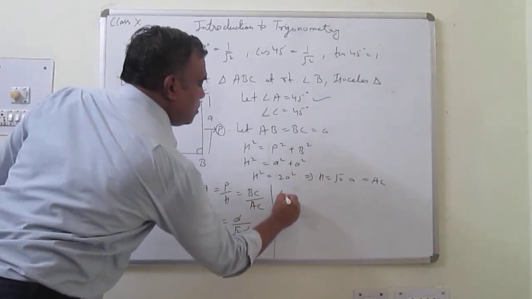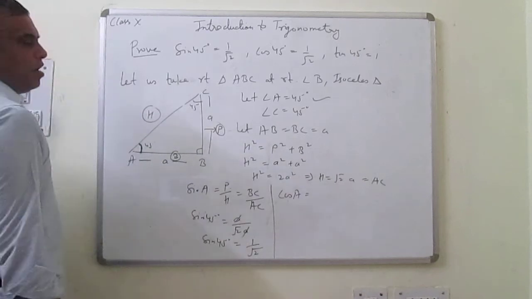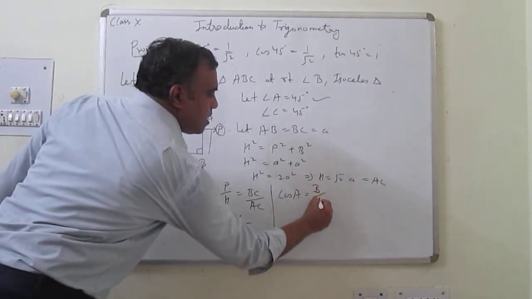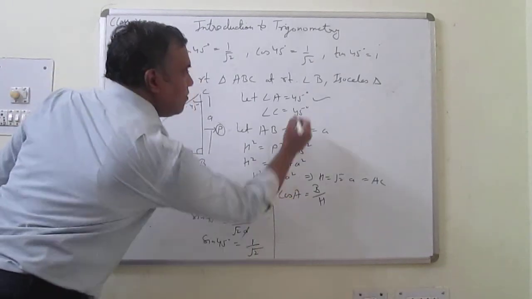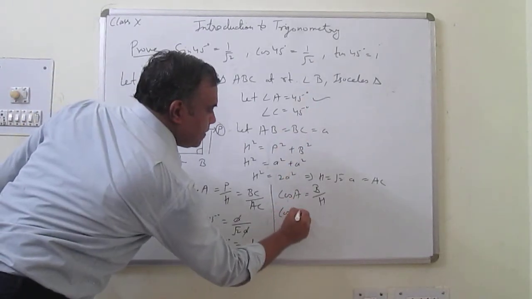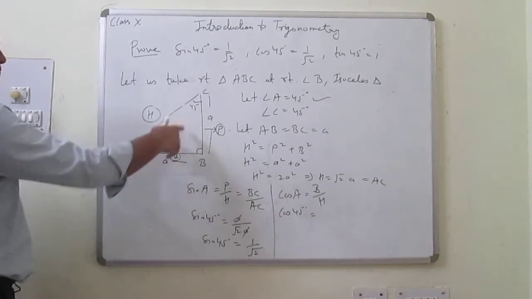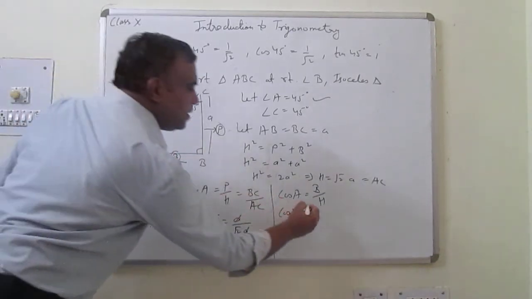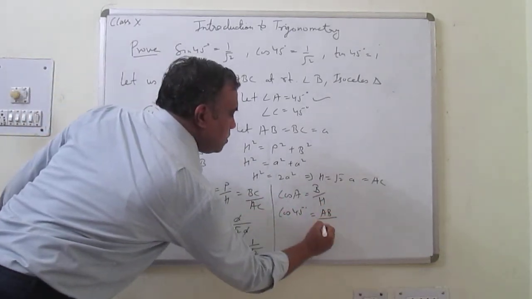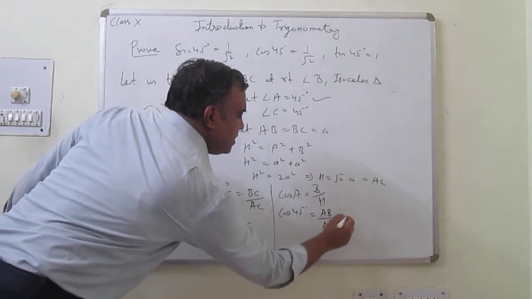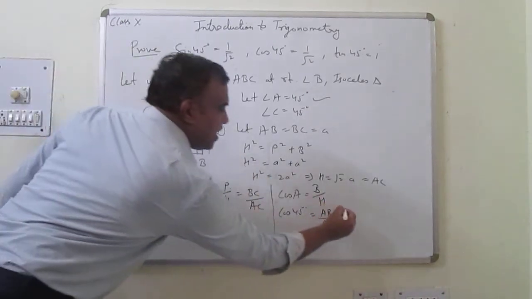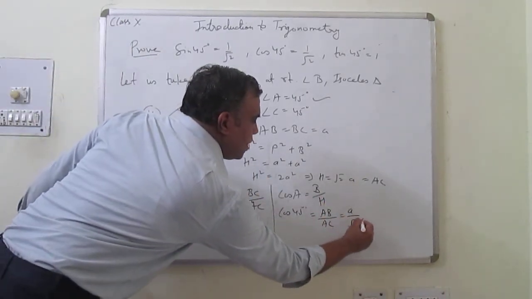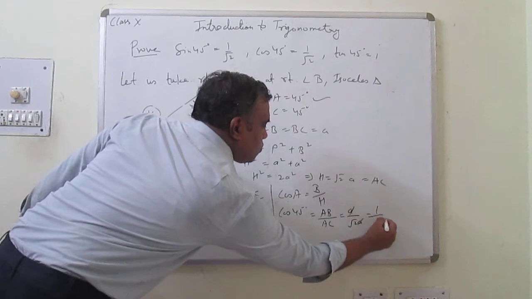Similarly, what is the formula of cos A? Base upon hypotenuse. A is 45, put it here. The base is AB, so AB upon AC. AB is a and AC is root 2 a. This cancels out, 1 upon root 2.